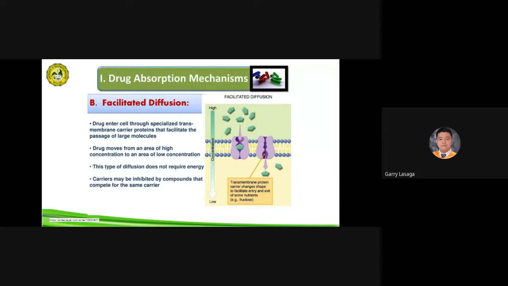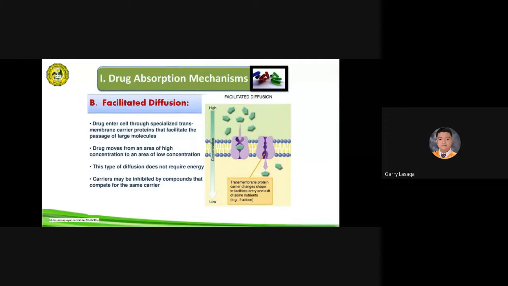So when we say passive diffusion or simple diffusion, this is a type of membrane transport mechanism wherein the molecules will be transported from an area of higher concentration to an area of lower concentration. And this movement or transport of molecules will not require the expenditure of energy. It will also not require the presence of transport proteins or membrane proteins. So simple diffusion is a type of passive diffusion.